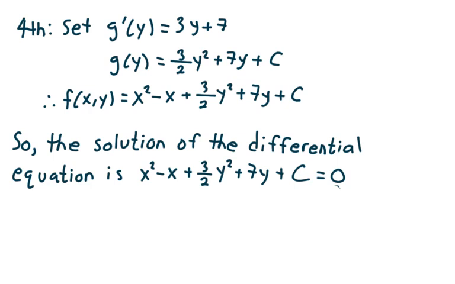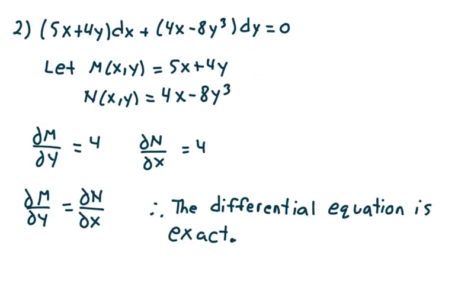And putting it all together, we have f(x,y) = x² - x + 3/2 y² + 7y + c. So the solution of the differential equation is x² - x + 3/2 y² + 7y + c = 0. And you might find in the book that they have the c on the right side of this equation, and that's okay, and I would call that equivalent. That's example 1.